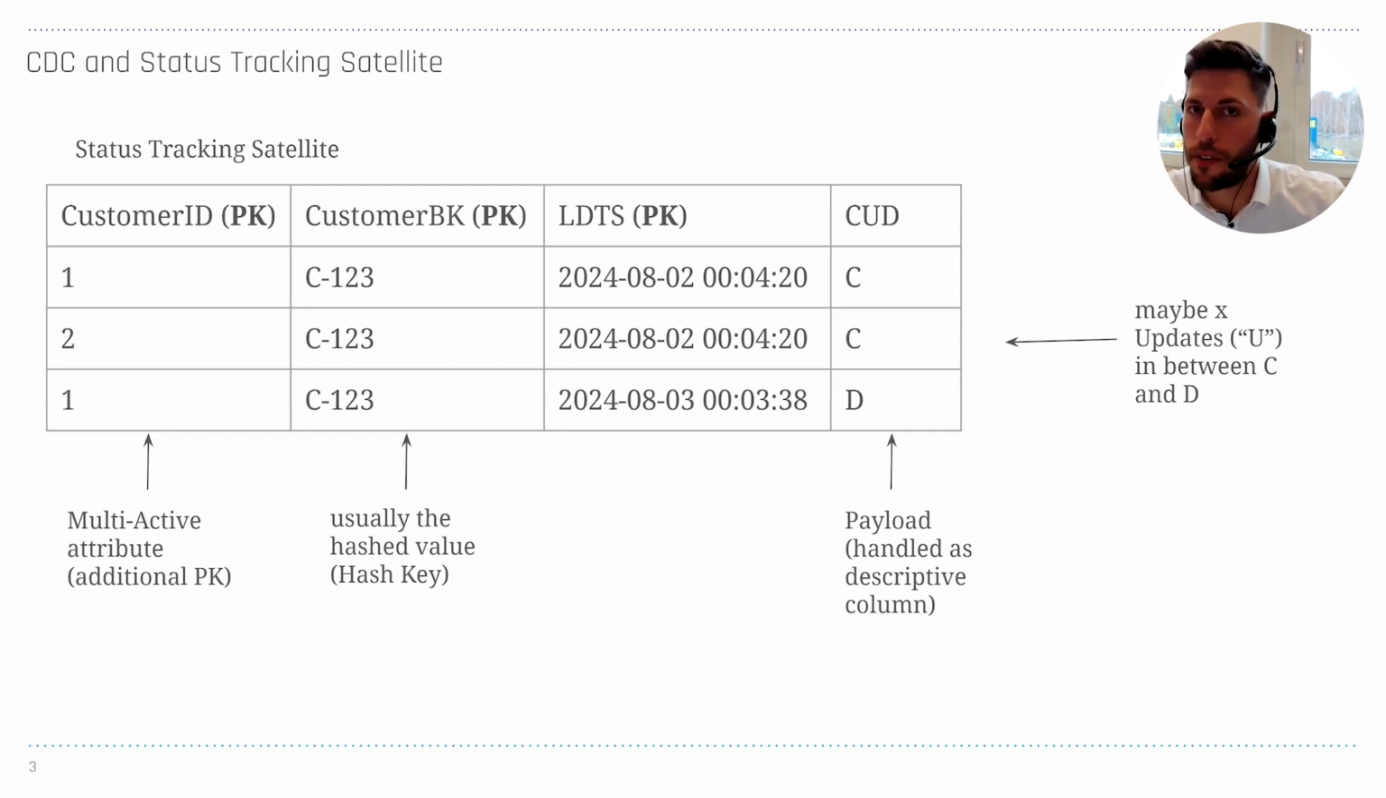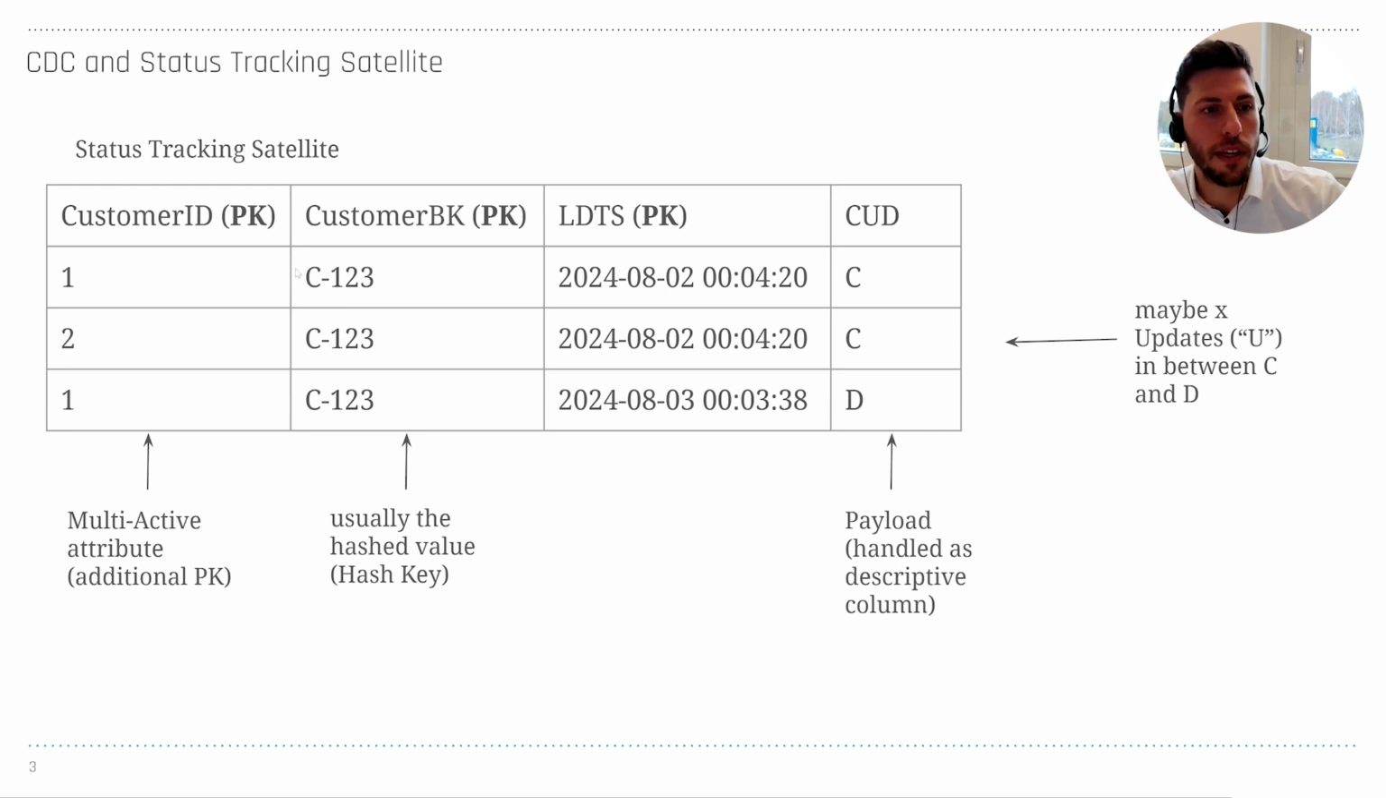It's just a satellite split here, basically, right? So that's basically it. Status tracking satellite is needed on business key, not on ID. That's true. Usually, if we don't have multi-active data, we would get the status tracking directly on the business key, right?